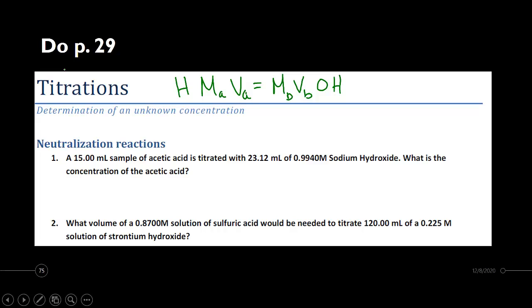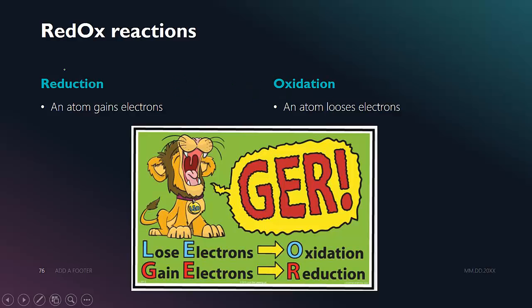Before I loose you on page 29, one final note. I told you there were 3 types of reactions: precipitation reactions, acid-base reactions, and lastly redox reactions, and redox is short for reduction and oxidation. Reduction is when an atom gains electrons. Reduction is a gain. Oxidation is when an atom loses electrons. So personally, I remember it as oil rig. Oxidation is a loss, and reduction is a gain of electrons.